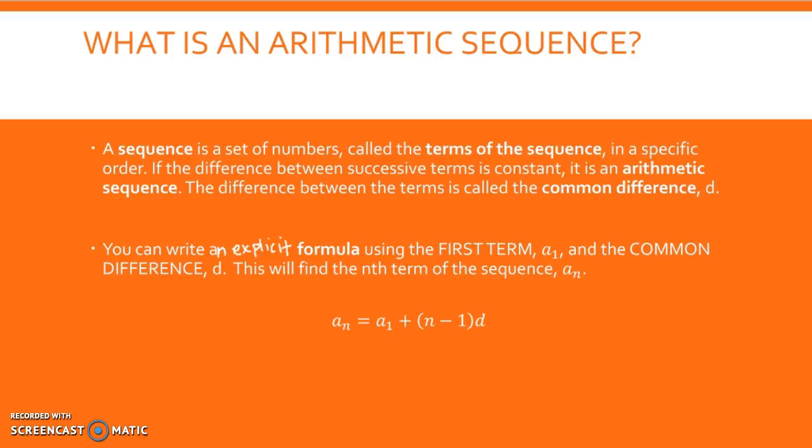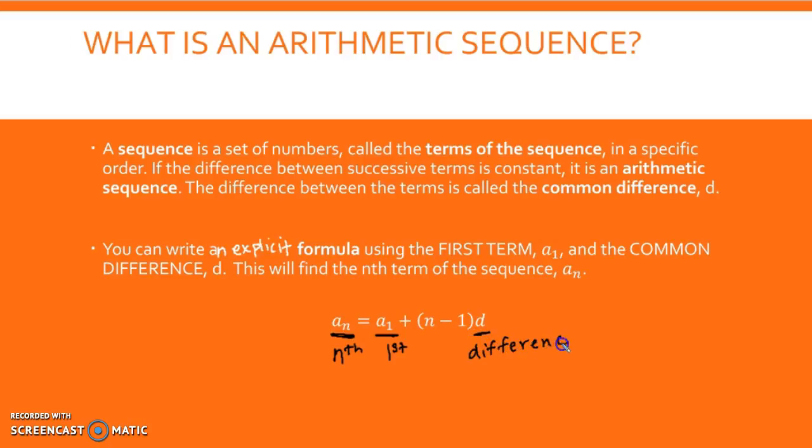You can write an explicit formula using the first term, we call that a sub 1, and the common difference, that lowercase d. This will find the nth term of the sequence, which we'll label a sub n. So my formula for writing my explicit equation is a sub n, which remember is whatever term you're looking for, the nth term, equals a sub 1, which is my first term, plus n minus 1, whatever term that is, times my common difference.